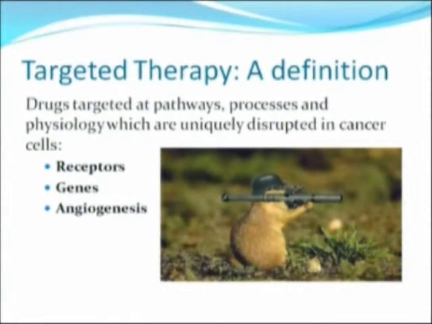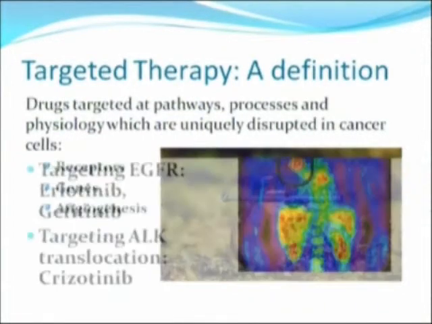So let's talk about targeted therapy. Targeted therapy is a buzzword in oncology. We're all looking for targets. We're all looking for the latest targeted therapy. What do we actually mean by that? We mean drugs targeting pathways and processes and physiology that's uniquely disrupted in cancer cells. So rather than normal tissue, we're targeting the cancer cells. And these can be against receptors, against genes, and against angiogenesis.